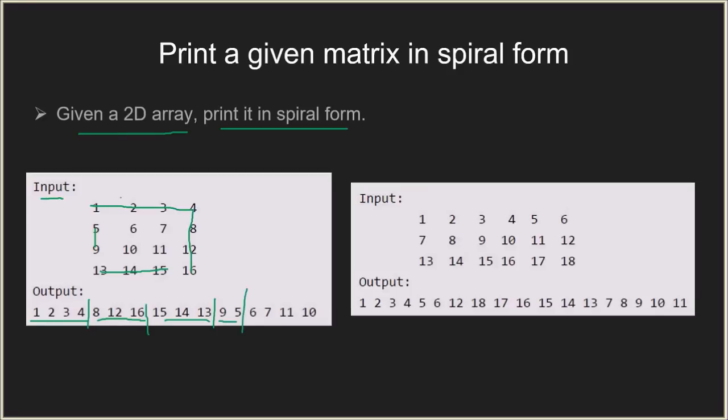Then we again go right. So we cover 6 and 7. And then finally we go down 11. And then at the end, we print the element 10. So in this way, we have to actually print the elements in the spiral form. So let's see another example. So as you might have guessed, the elements will be printed in this order, which is the spiral order.